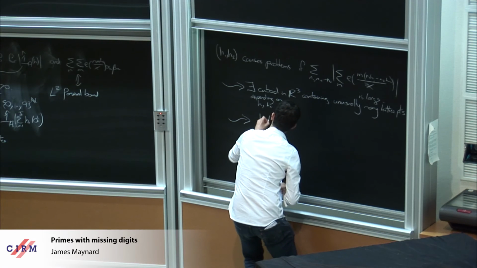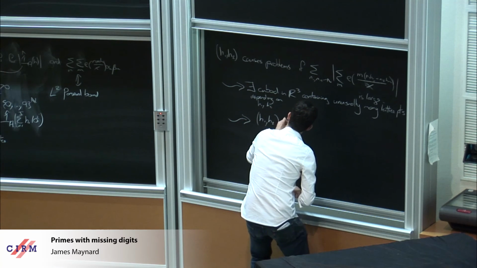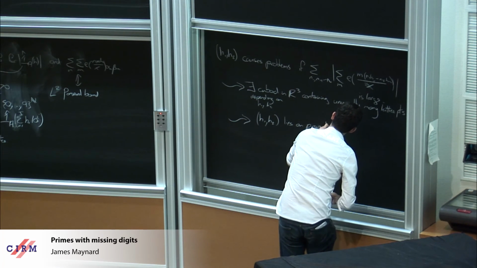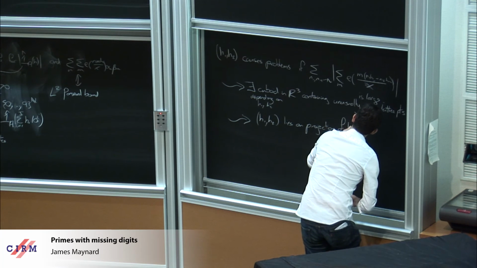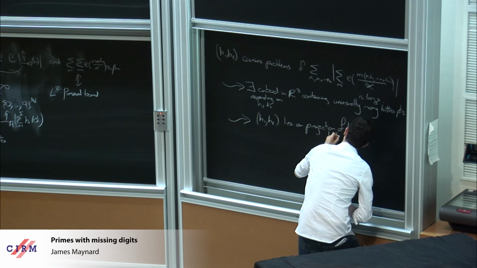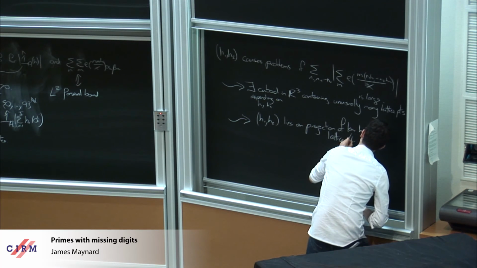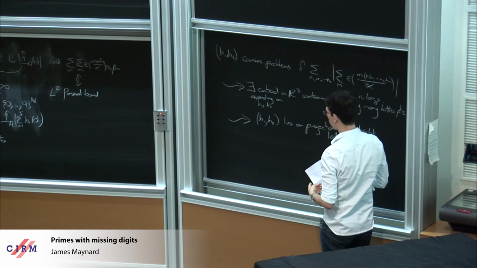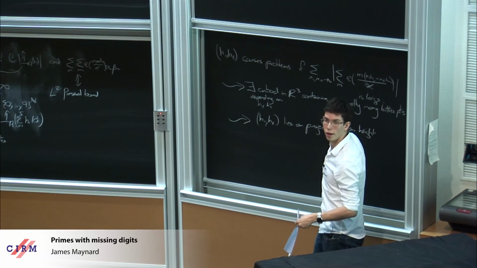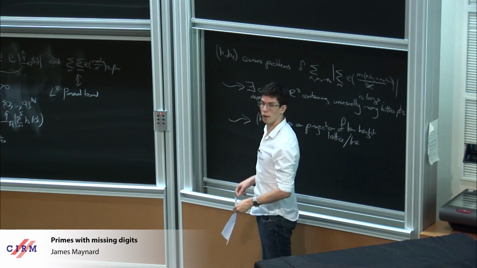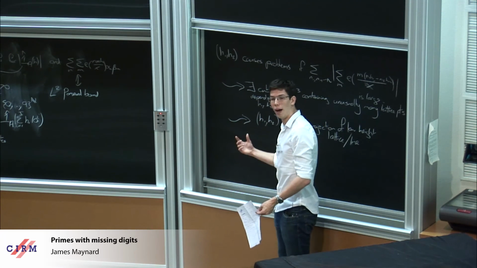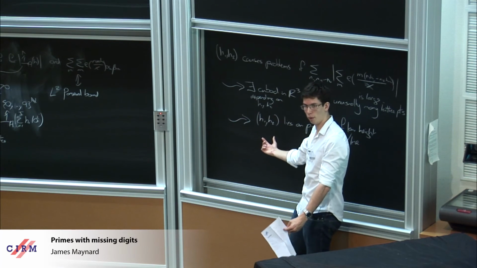So the point H1, H2 lies on the projection of a low height lattice or line. So if they lie on the projection of a low height line, it turns out that both of these points have a simultaneous rational approximation. So you've then got some nice algebraic structural information about this pair of points.